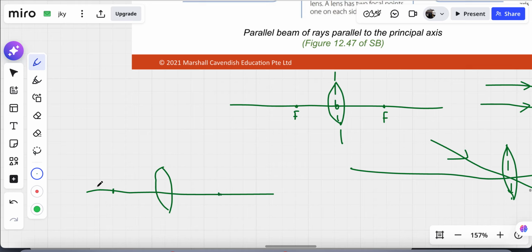Let's say here is an object, a candle light. This object will produce rays that will move through this space, right? We always use arrows to show the direction of the ray. You must draw the center line, because that's where refraction takes place. So it will be refracted to pass through this optical center.